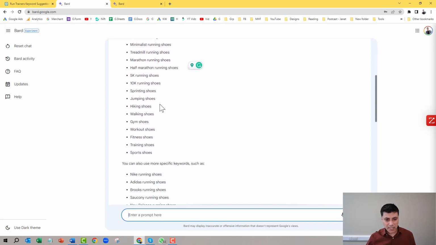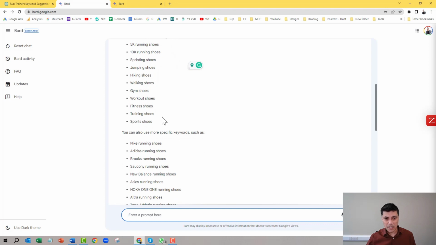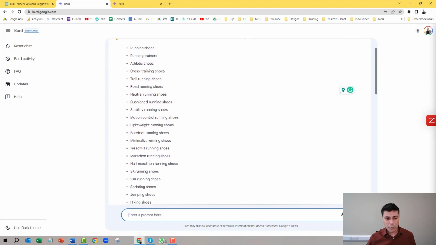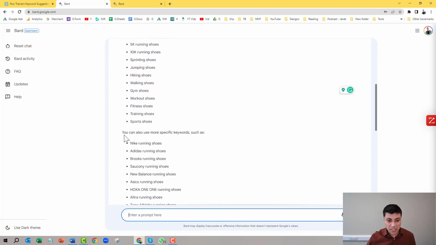But here's something interesting. What Bard has done is it's broken them into groups. So it's put you can use for your sports trainers targeting runners. It's grouped up these keywords using runners, and then it's saying you can also be more specific.